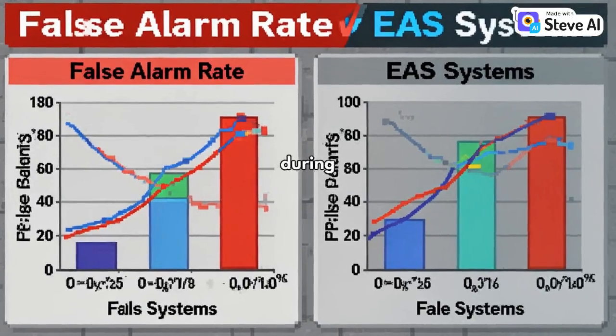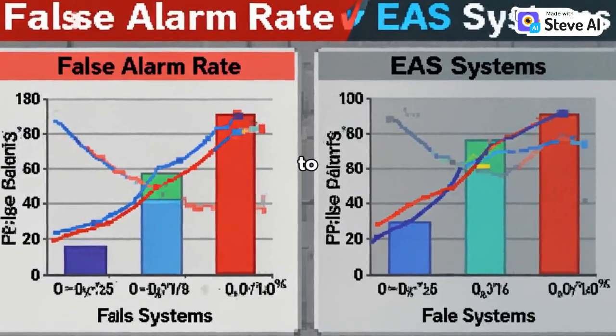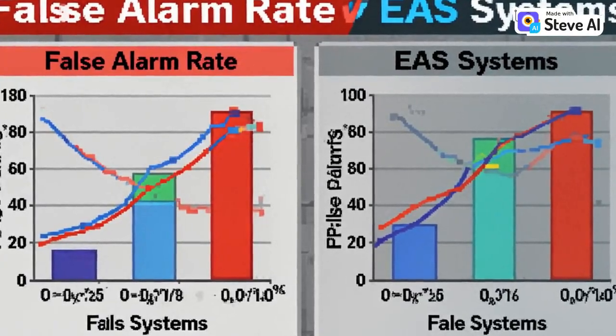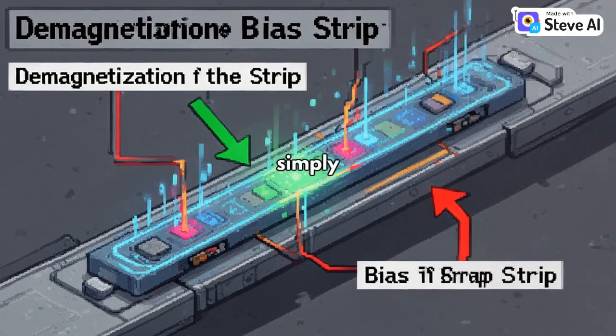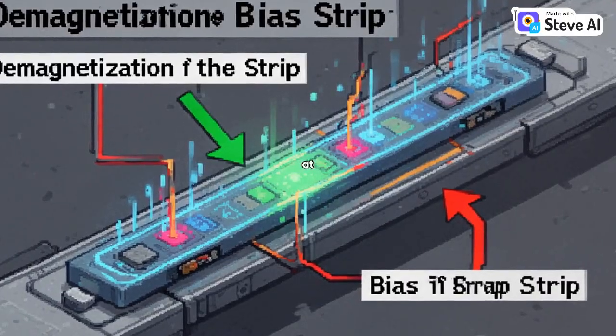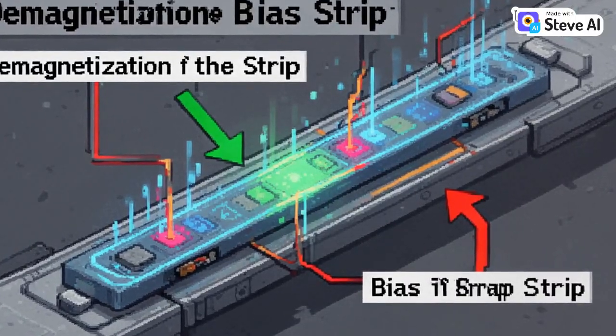Because the receiver only listens during these silent gaps, AM systems are incredibly immune to environmental noise, yielding the lowest false alarm rates in the industry. Deactivation is achieved simply by completely demagnetizing the bias strip, shifting the operating point so the tag can no longer physically vibrate at 58 kHz.